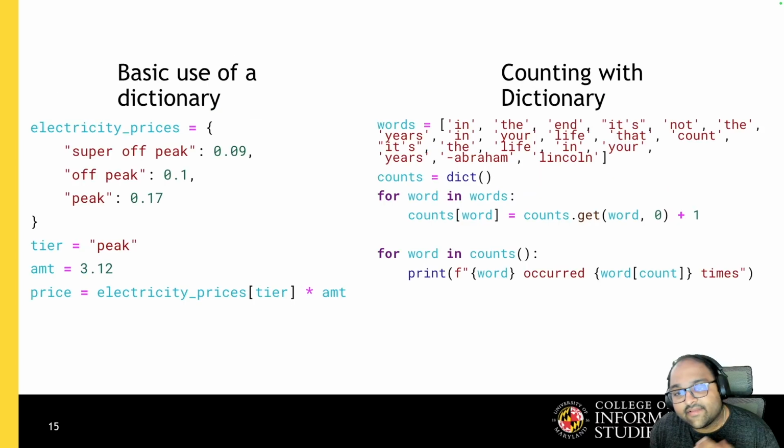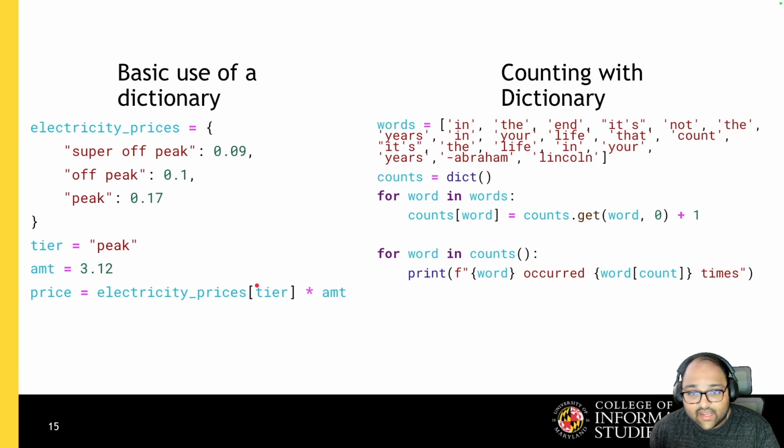Right? So here's an example of a basic use of a dictionary. So you might have electricity prices is equal to super off-peak, peak, tier equals peak, amount equals 3.12, price is equal to electricity prices at tier times amount, right? Simple, right?